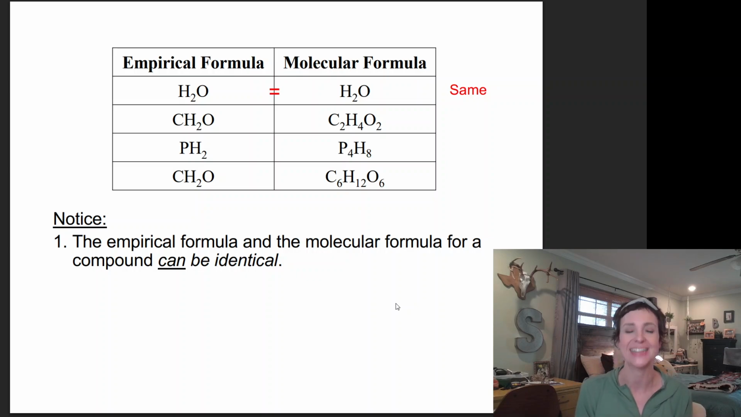Or I think a better way to say that is water's empirical formula is also its true identity, its molecular form. So that's a possibility, right? They can be the same thing if you can't reduce the ratio down any further from that molecular formula.